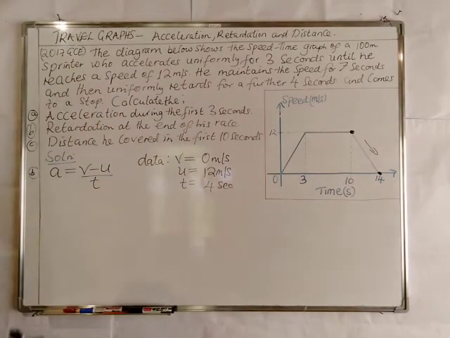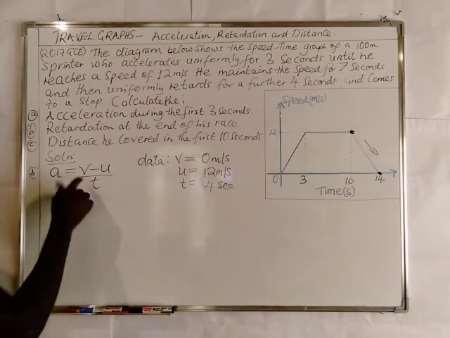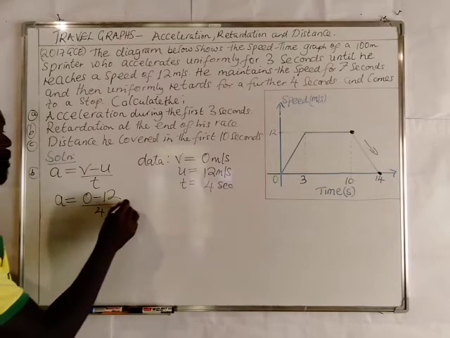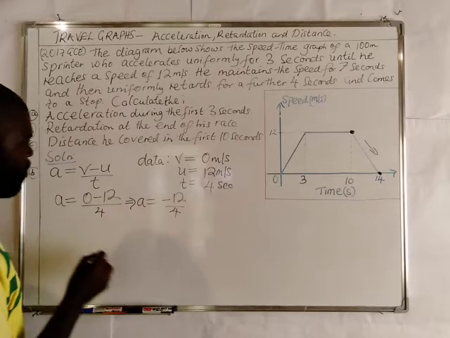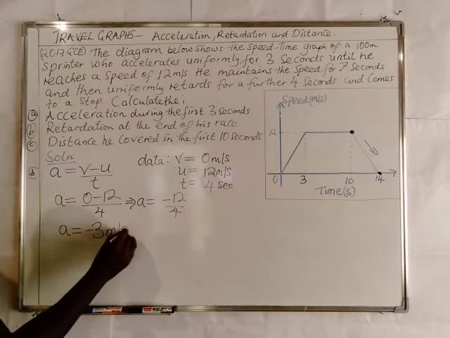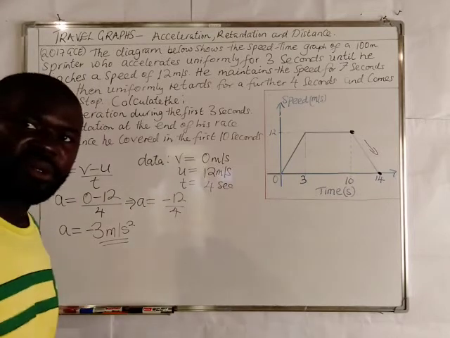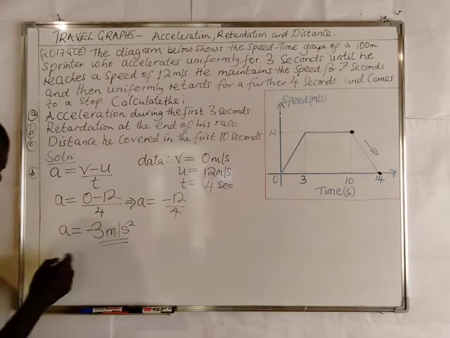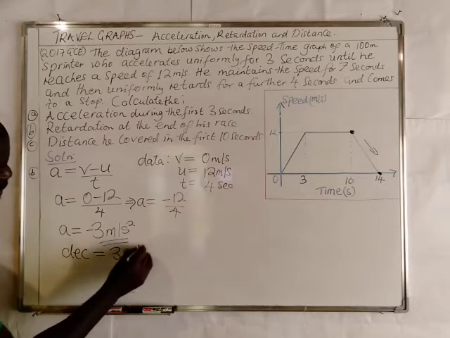Okay, so having collected that data, we now need to input it in the formula. We have a equals final, which is 0, minus initial, which is 12, over t, which is 4. So a is minus 12 over 4, which means a is negative 3 meters per second squared. Basically, this is our retardation or deceleration. You represent it as a negative acceleration, or otherwise you could say deceleration is equal to 3 meters per second squared.